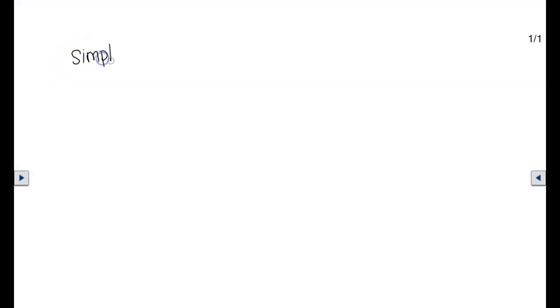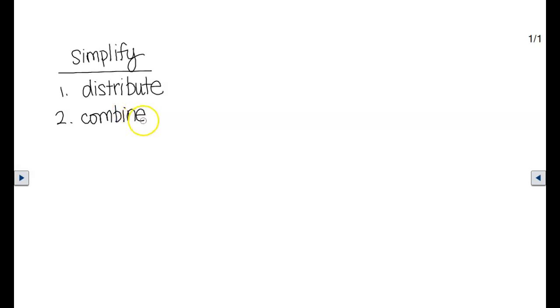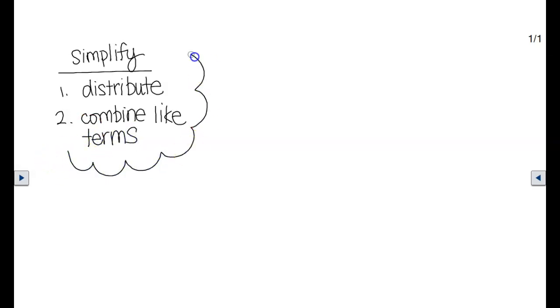We all know when we see this word simplify that that's going to require that we at least attempt to do two things. We need to see if we need to distribute, and we need to see if we need to combine like terms. So we need to at least consider these two things. These are the two things that have to be done in order to simplify.